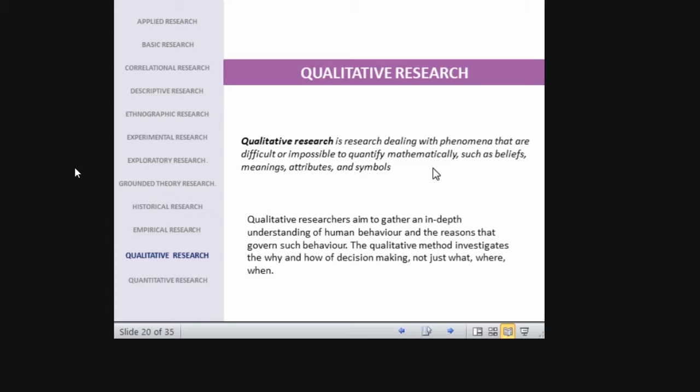When you ask a general question like, what is your belief? When I ask Abhilash whether he likes to celebrate Onam or not, can you answer this in a number? Can you quantify this? It is not possible, because it depends upon his belief. He might be happy, he might not be happy. It is his opinion. So it is belief, meanings, attributes, or symbols, right?